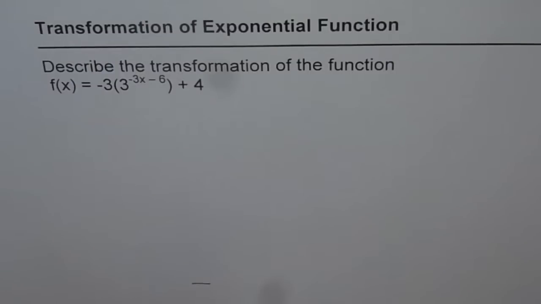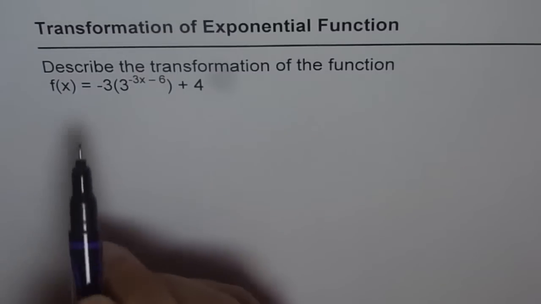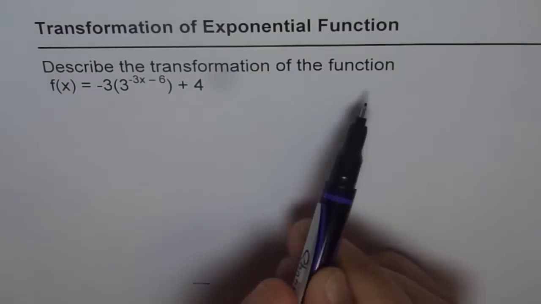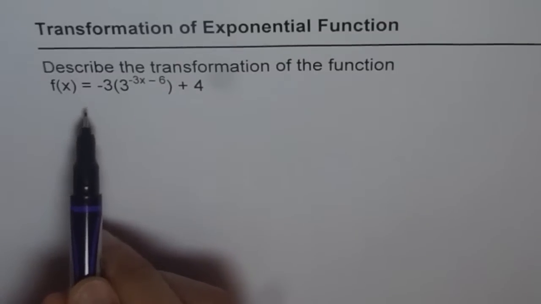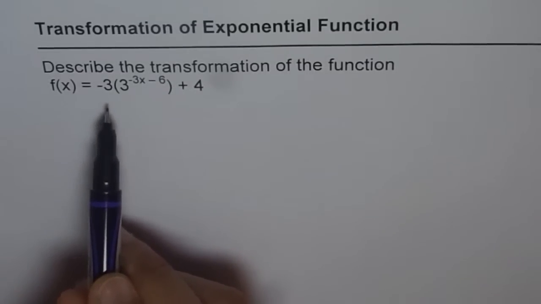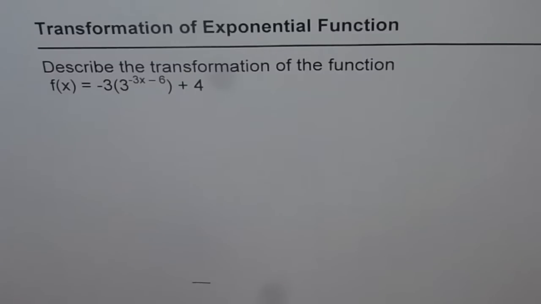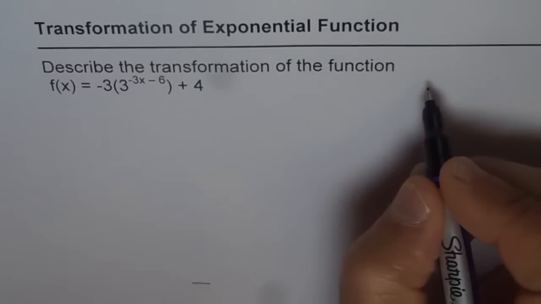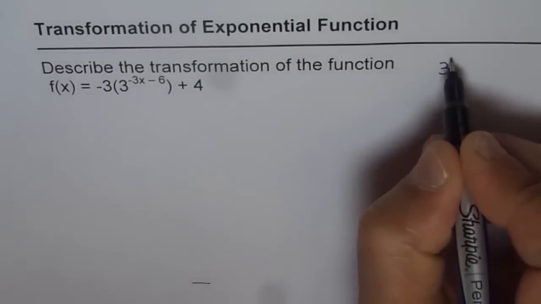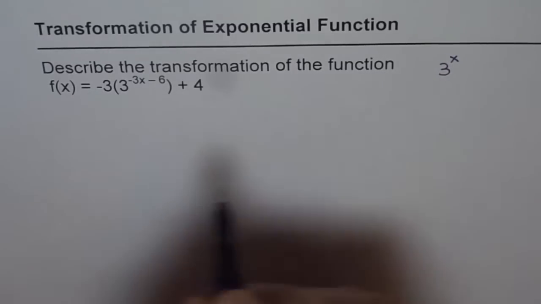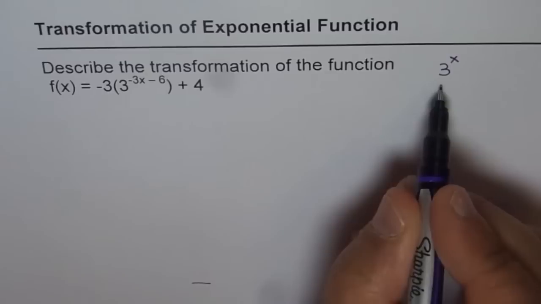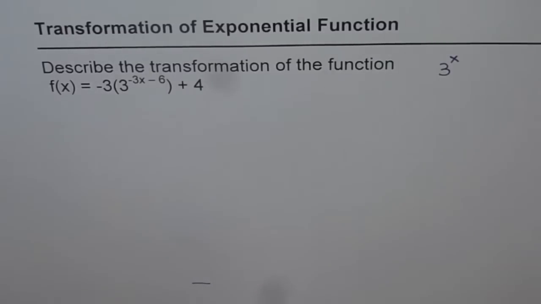Let us understand how to describe transformation of exponential functions. The question before us is to describe the transformation of the function f of x equals minus 3 times 3 to the power of minus 3x minus 6, plus 4. We are comparing this function with the parent function 3 to the power of x, and then writing down all our transformations.